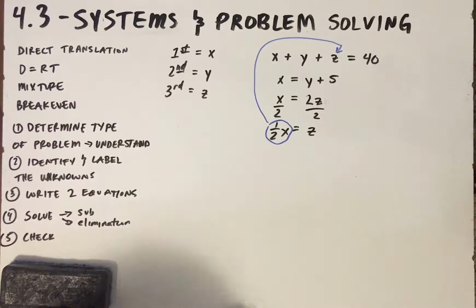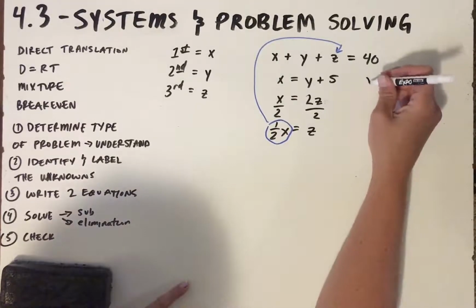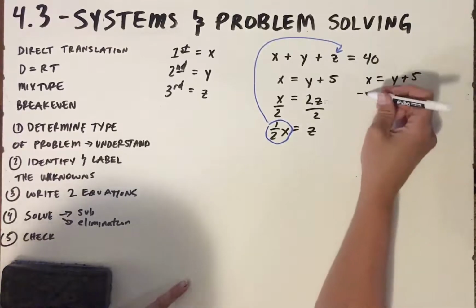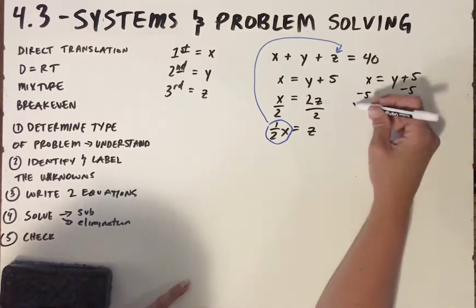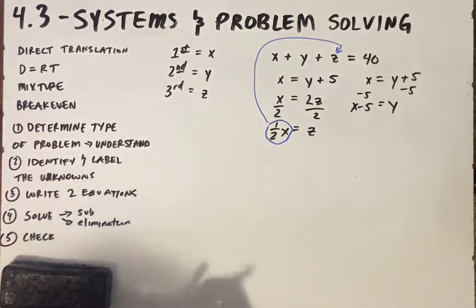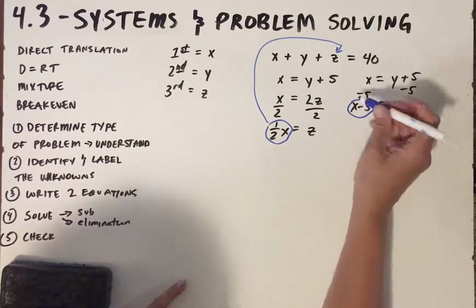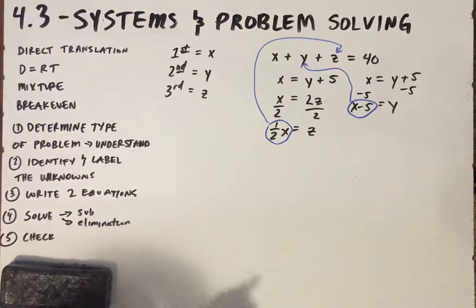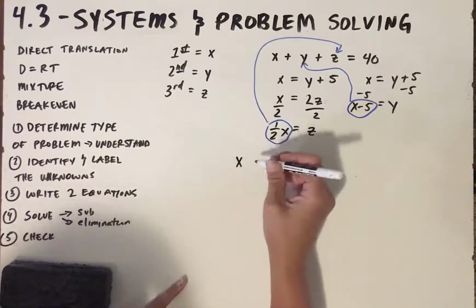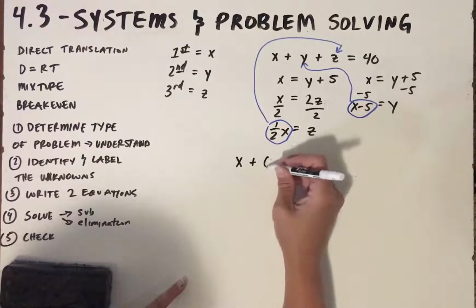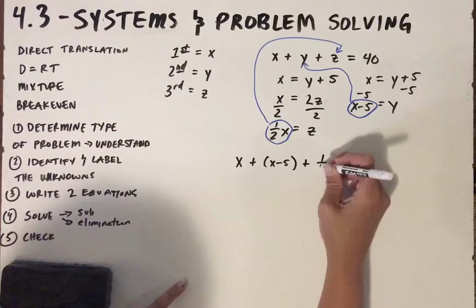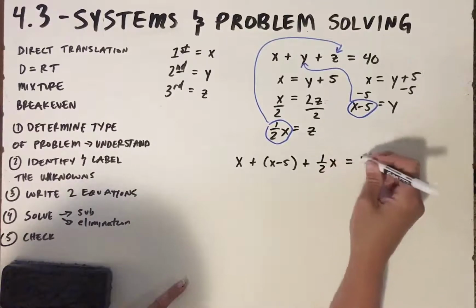Well, if I make y equal to x minus 5, well, if that's what y equals, I can take that value, x minus 5, and I can plug it in right here for y. So let's plug that in. So x is just x, y is x minus 5, and z is 1/2 x. And that's all going to be equal to 40.